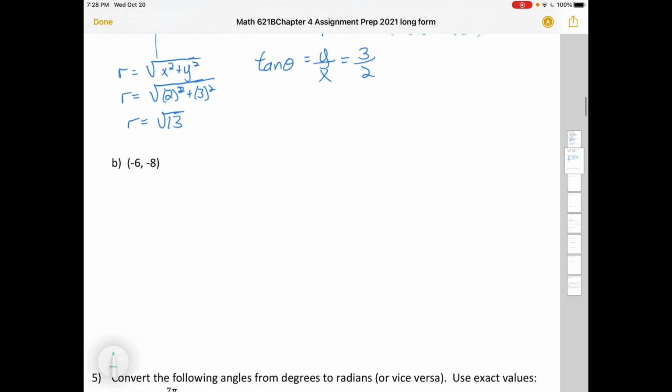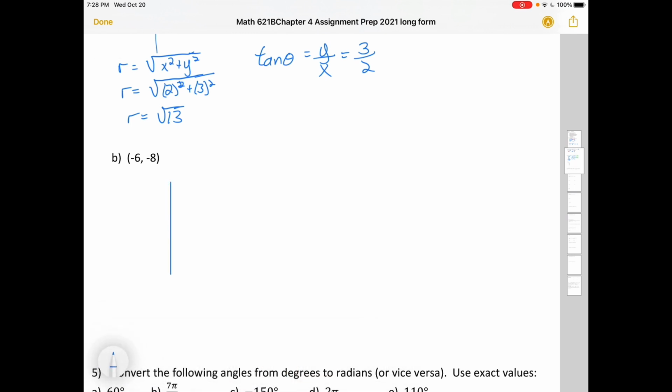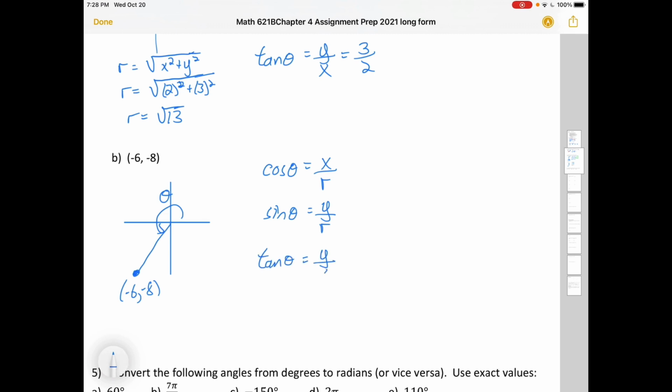Let's do another one. Same idea here. So I probably should have started by just drawing these points. If I know the points, I mean, that might help me. Okay. And I'm just curious here, what is the sine, cosine, and tangent of this angle here? So again, cos theta is x over r. Sine theta is y over r. And tan theta is y over x.